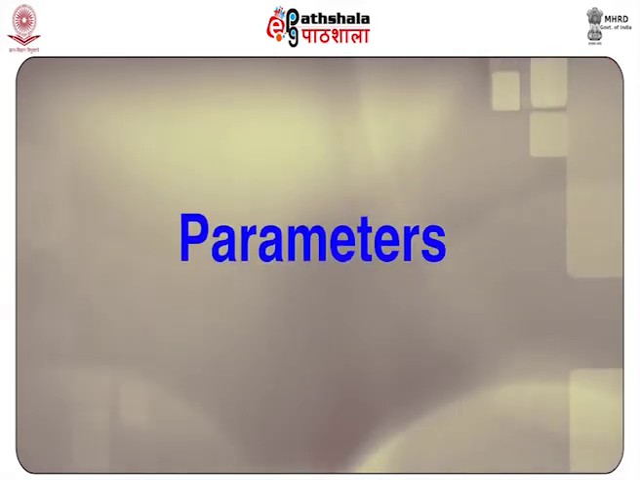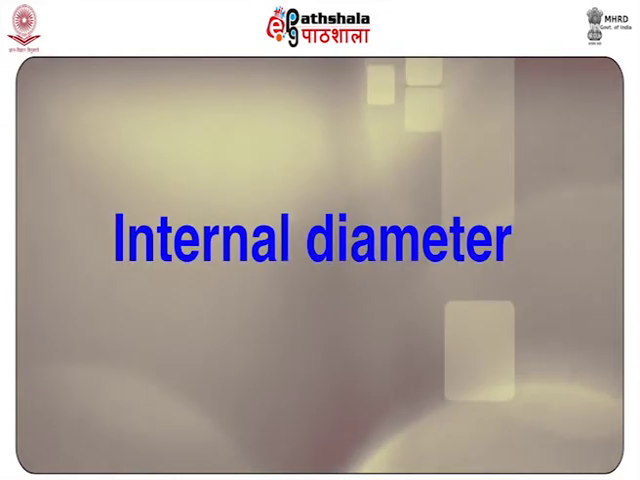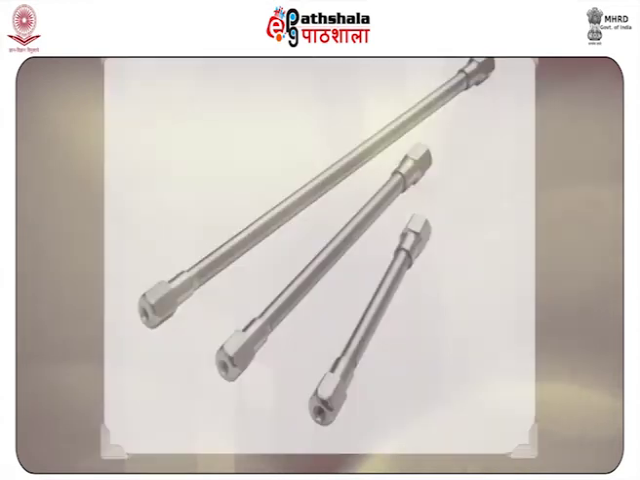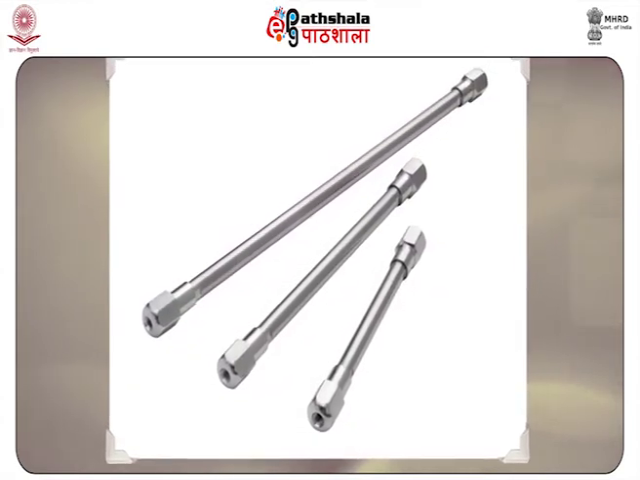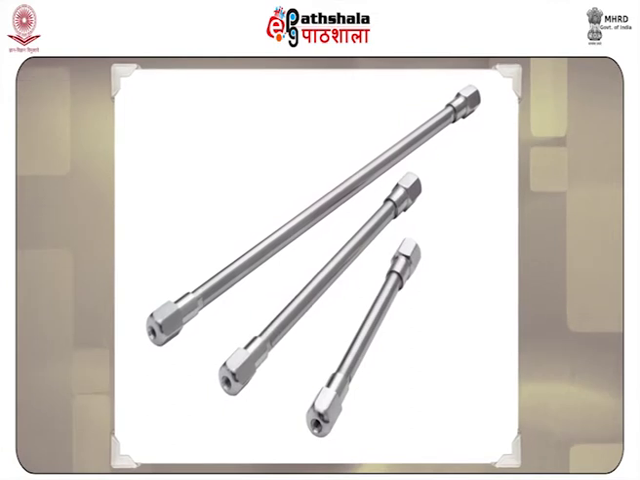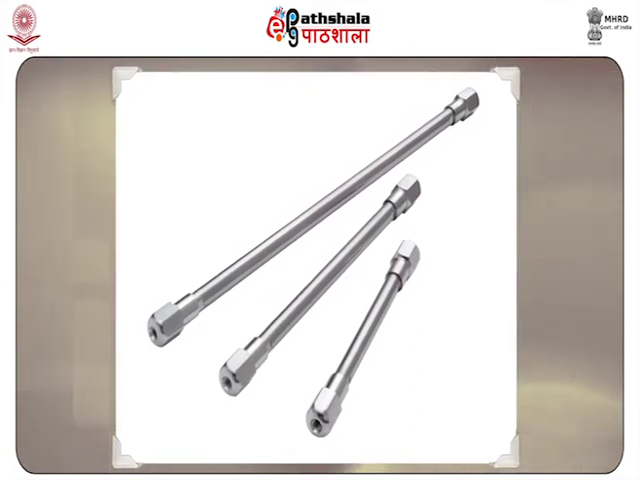Now moving on to the parameters. First is internal diameter. The internal diameter of the column is a significant parameter of HPLC that not only affects the separation but also the sensitivity of the instrument. Indirectly, it controls the amount of analyte that can be packed in the column.